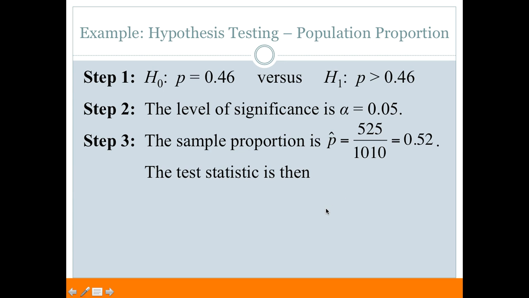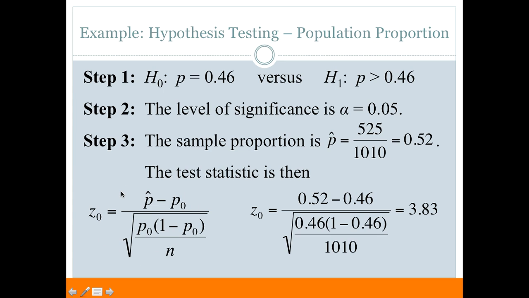Step 3 would be to find the sample proportion and the test statistic. So the sample proportion is found by taking the people who answered that they did not really trust the media, which was the 525, out of the 1,010, and we get a sample proportion of 0.52. So the test statistic is found using this formula right here. That was from a few slides back. And if we actually do this, we have 0.52, which is our p hat, minus our p naught, which is from our null hypothesis, divided by the square root of p naught times 1 minus p naught over n. And if we do this very carefully in our calculator, you're going to get 3.83 as your test statistic.